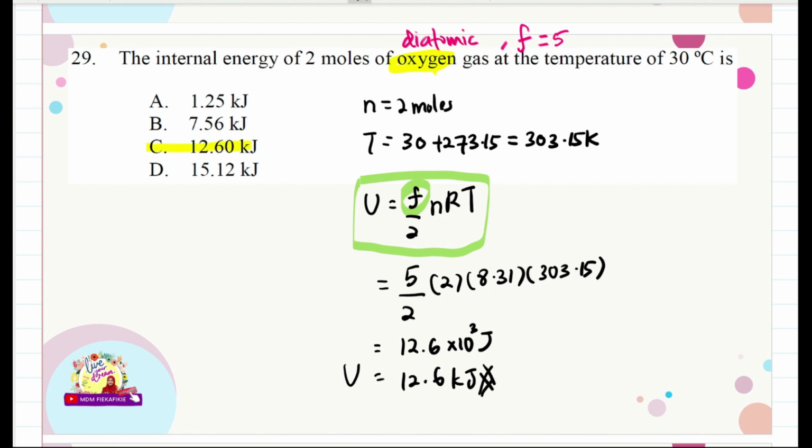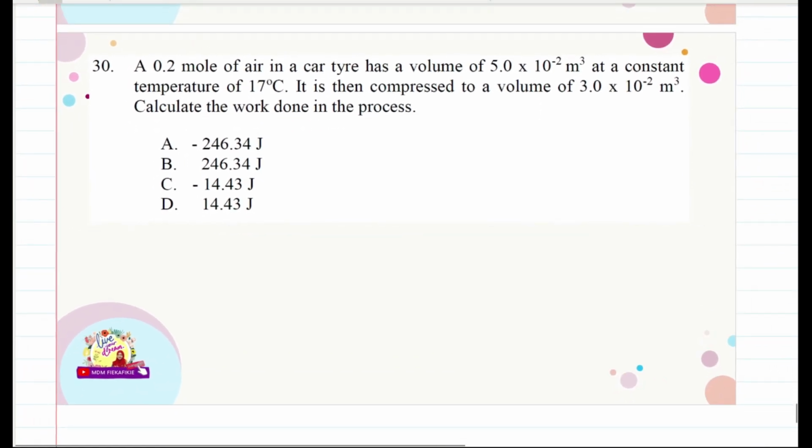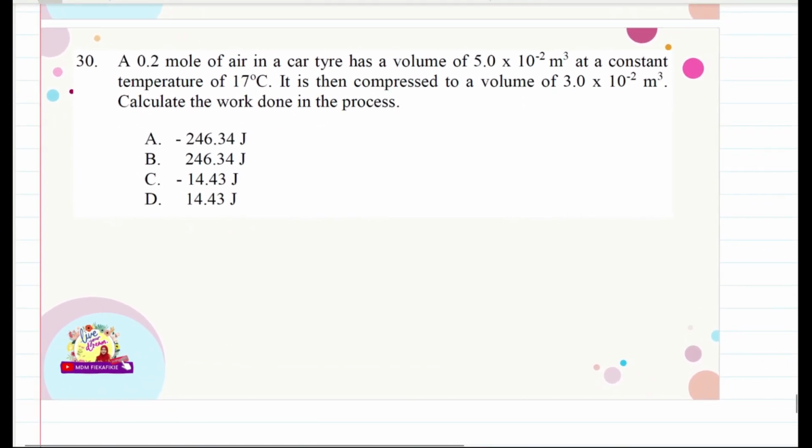Okay. Ni ramai salah juga ni sebab the degree of freedom dia tak masuk 5. Mungkin dia letak 3. Okay, ingat 3 for monoatomic. Okay. And this is the last question. Question number 30.